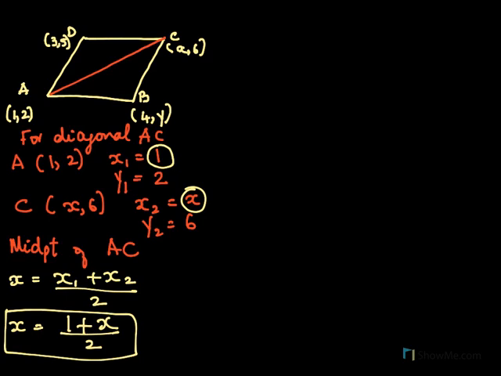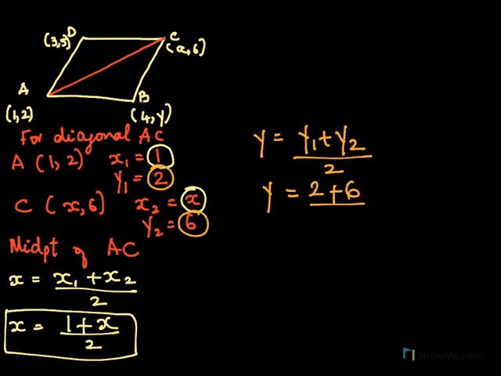Now the x coordinate. Now let's go for the y coordinate. Now we know the formula for y coordinate. y will be y1 plus y2 divided by 2. So y equal to, what is y1? y1 is 2, y2 is 6, divided by 2. So y equal to 8 divided by 2, and your y will be 4.